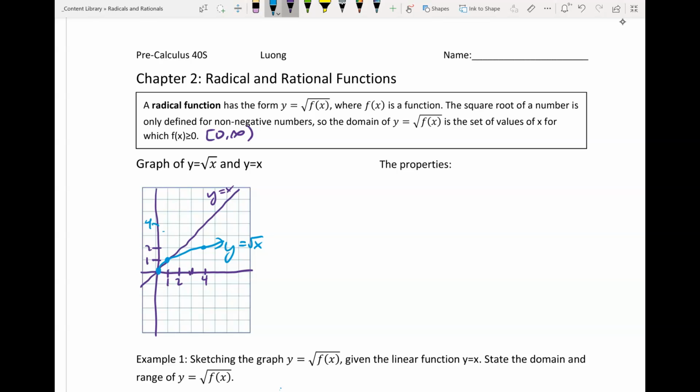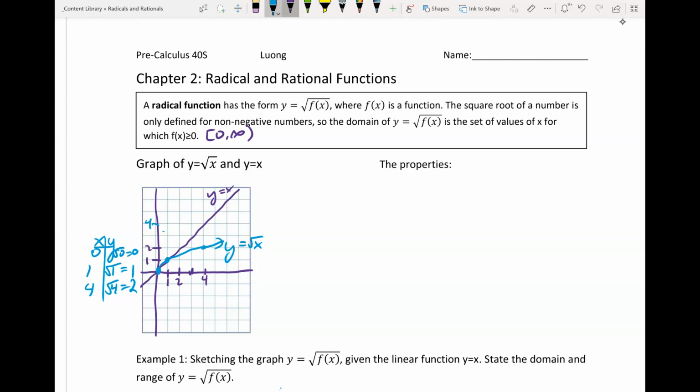You could have also used a table of values to find your points. So if you plug in x equals 0, that's the root of 0, which is 0. X equals 1, that's the root of 1, which is 1. And then you probably don't want to use 2 because we don't know what the square root of 2 is unless we have a calculator, but you do know what the square root of 4 is. So if x is 4, then your y value is going to be 2. And you can continue with that process to find more points if you want to.